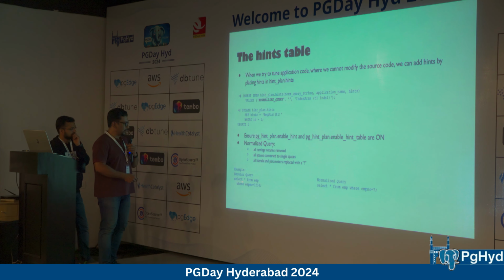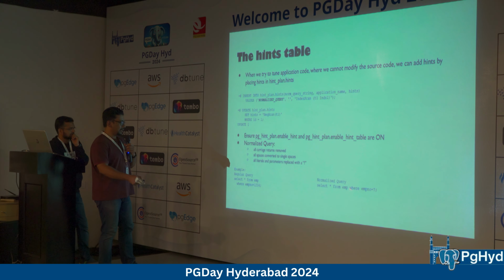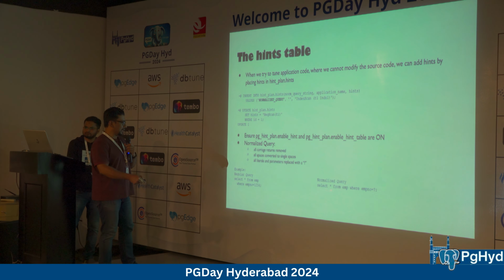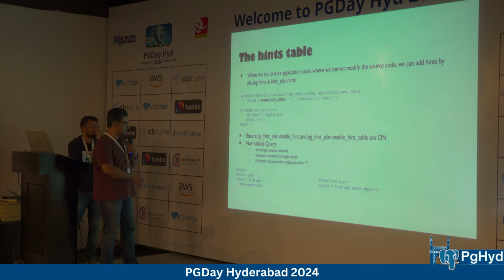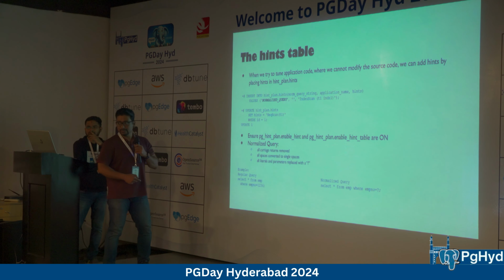So this is an example. Select star from EMP, and in the next line, there's a space over here, where EMP number equal to 1234. So the normalized query is, if you see, in a single line, EMP where EMP number equal to question mark. Here I'm replacing the literal with a question mark. It's all in a single line, and the extra white space before the where has been removed.